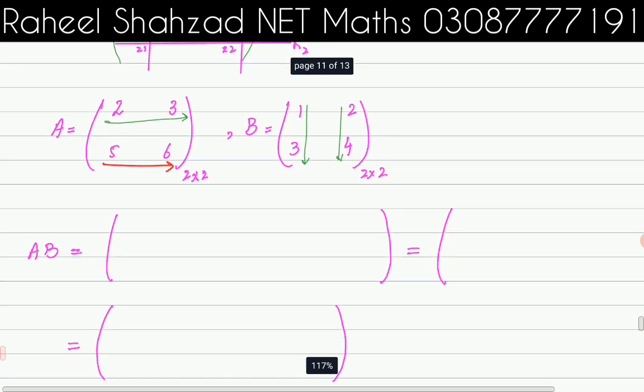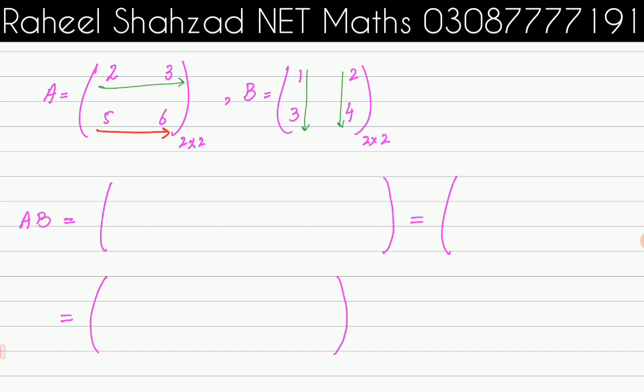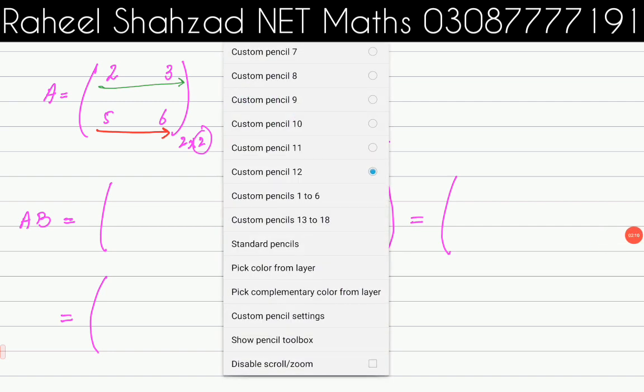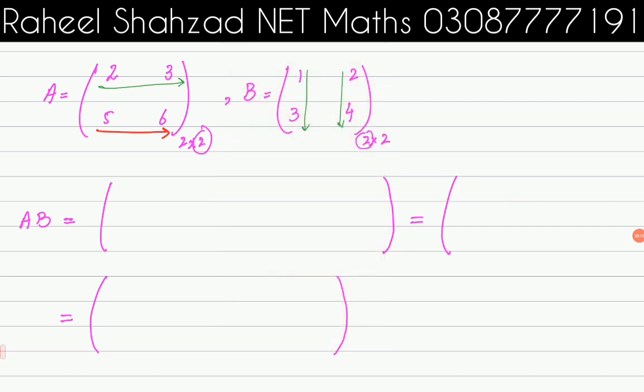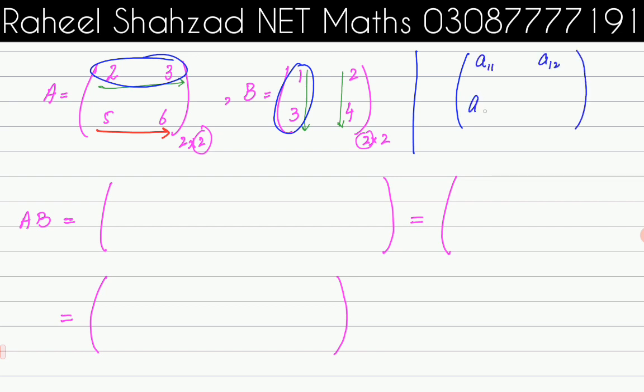So when we need to multiply these two matrices, this is how we do it. First of all, we check if the number of columns of the first is equal to the number of rows of the second. If it is, then we multiply these two matrices, and the process of multiplication is that we multiply first row with first column, first row second column, second row first column, second row second column. So you multiply first row with first column: 2 into 1 and 3 into 3. So it's 2 into 1 plus 3 into 3.